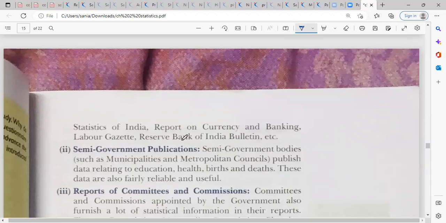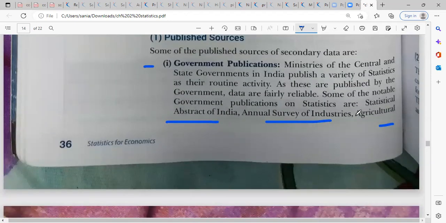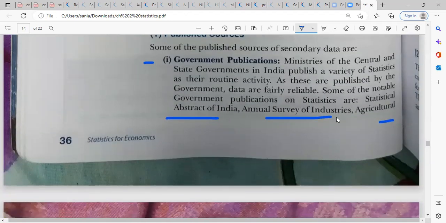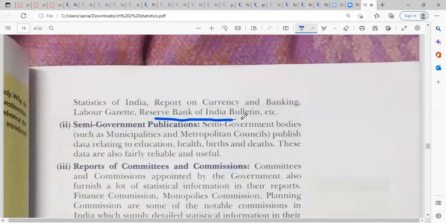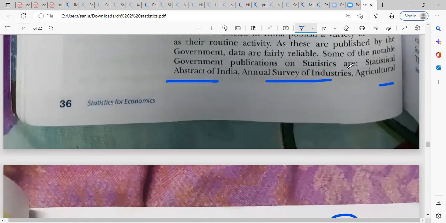So what you will write, instead of writing so many examples, you can simply write one or two examples. I think it will be easy for you to remember the Reserve Bank of India Bulletin. Bulletin is basically bullet points. Or you can write Report on Currency and Banking. Whatever you feel is easy for you to remember, just write two examples.